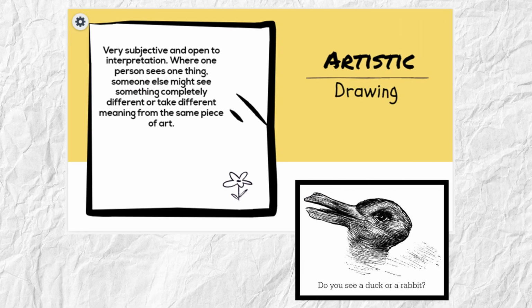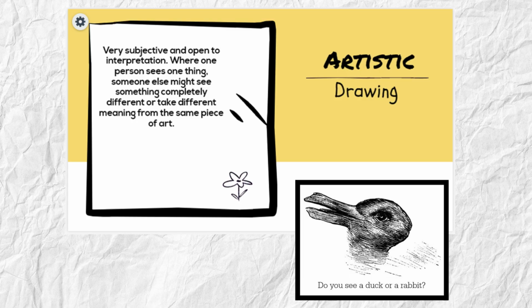Artistic drawing is something that's very subjective. It's open to interpretation. One person might look at a piece of art and see one thing, while someone else might see something entirely different. It's not meant to be exact or literal. Instead, artistic drawing is all about expressing emotions, imagination, and personal meaning. It allows the artist, and the viewer, to bring their own experiences and feelings into what they create or see.